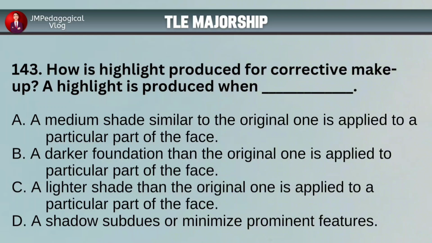143. How is the highlight produced for corrective makeup? A highlight is produced when A. A medium shade similar to the original one is applied to a particular part of the face. B. A darker foundation than the original one is applied to a particular part of the face. C. A lighter shade than the original one is applied to a particular part of the face. D. A shadow subdues or minimizes prominent features. C. A lighter shade than the original one is applied to a particular part of the face.